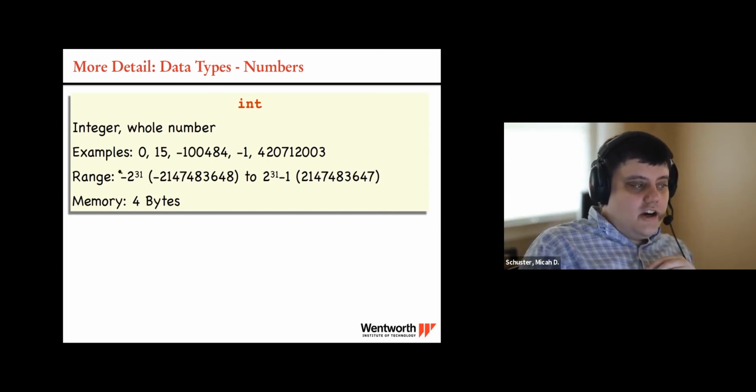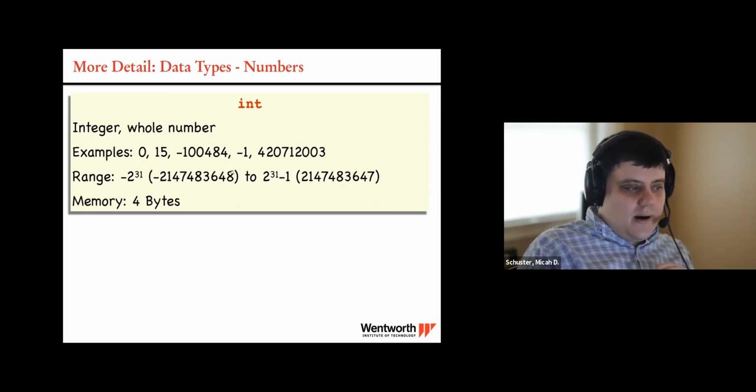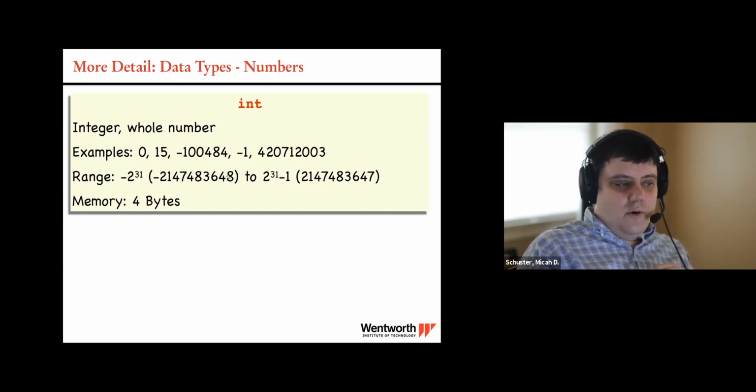The actual values here are negative 2 to the 31 to 2 to the 31 minus 1. That might seem a little weird. Okay, it's 32 bits, but that's almost the same as 31, but it's not. So why is it 31? And what's up with the minus 1 here? If we look at the range, this goes to the last 2 digits here, 48. This one is 47.